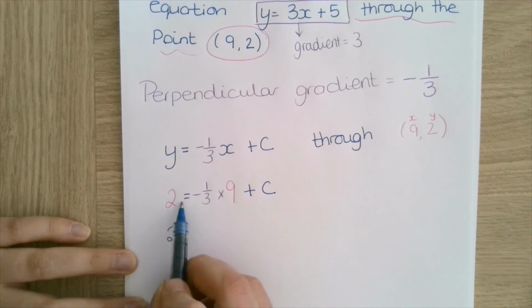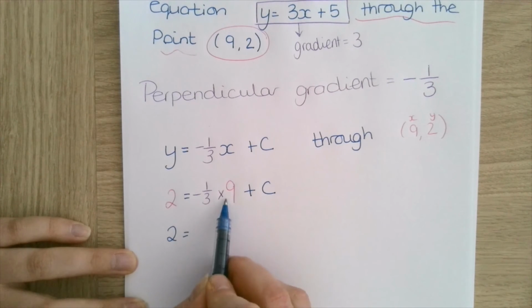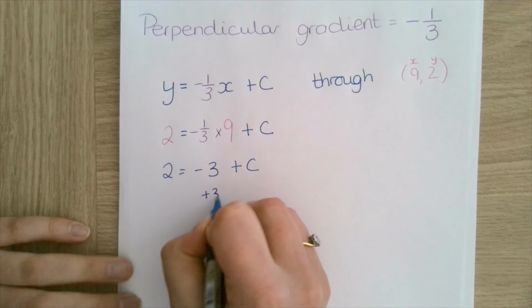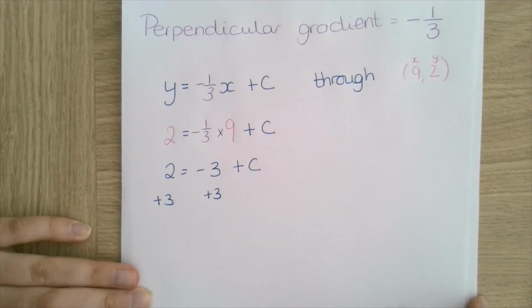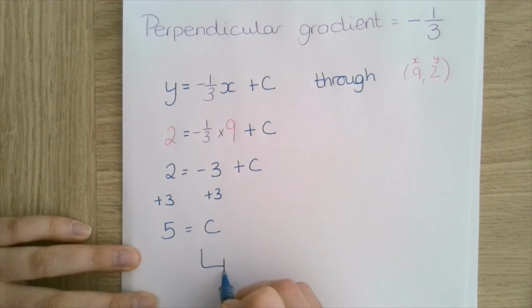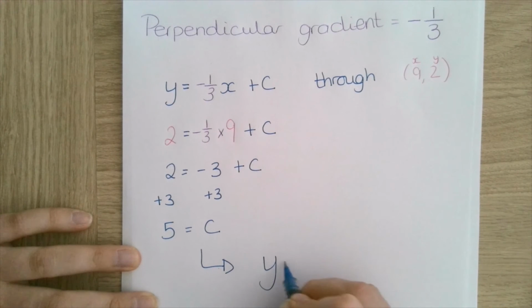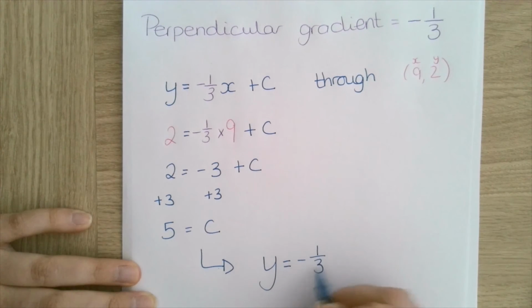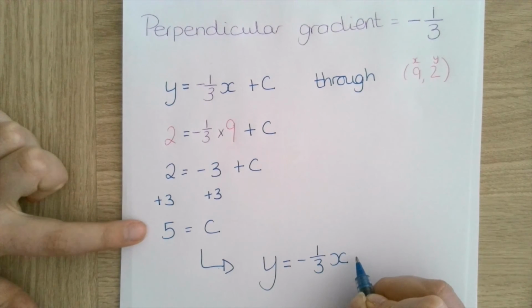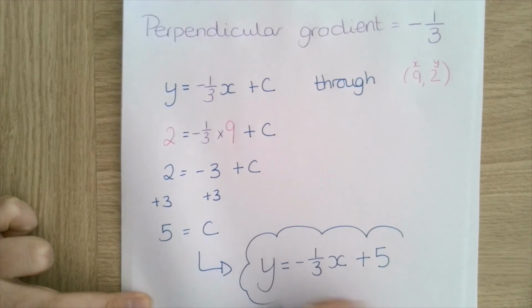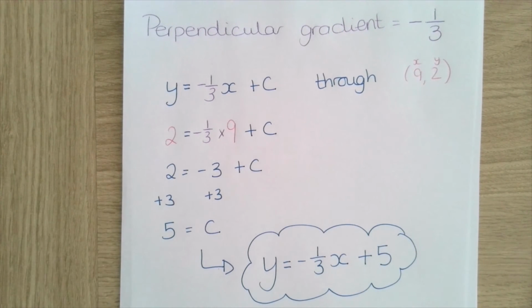Therefore 2 is equal to -1/3 times 9, which gets me -3, plus c. And now to rearrange to find the value of c, I'm going to add 3 to both sides. So I get 5 is equal to c. So the equation of my line is y equals -1/3 x, this is a positive 5, so I get plus 5. And that's my final answer there.